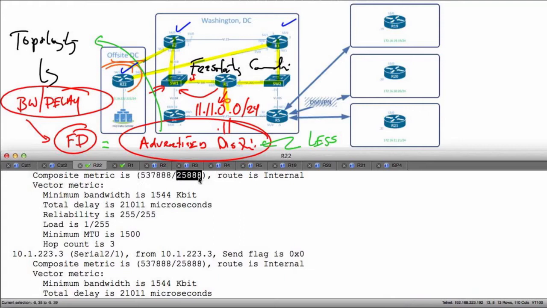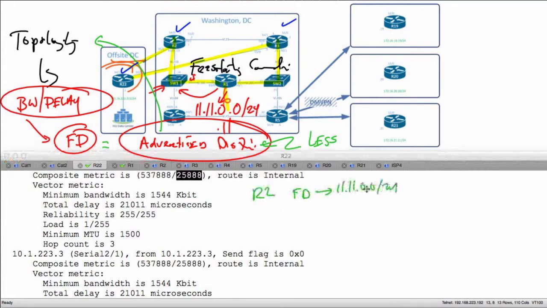Now, this is the advertised distance. So I am learning from R2 that its feasible distance to reach the network 11.11.0.0/24 is 2588. That's its feasible distance locally, but it's advertised to my device as an advertised distance, which we see right here.